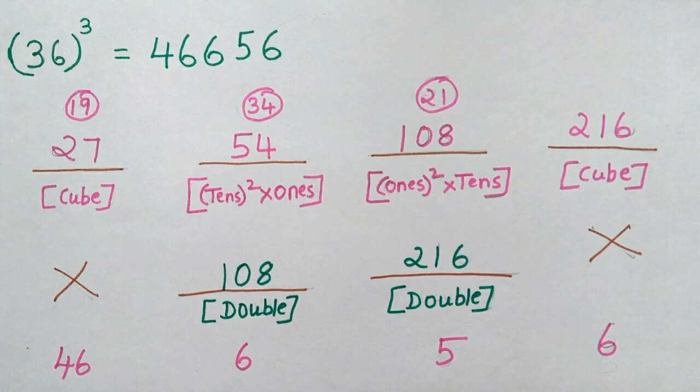So obviously I will write only the last unit place. So 6 over there and 21 carry forward. So 21 plus 108 plus 216 will give me 345. So 5 I wrote down and 34 carry forward. Again I will add 34 plus 54 plus 108. So what will I get? 196. So 6 down and 19 carry. 19 plus 27 gives 46. So see students, what did I get? 46656. That is the cube of 36.